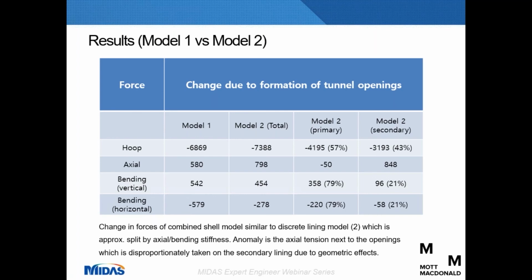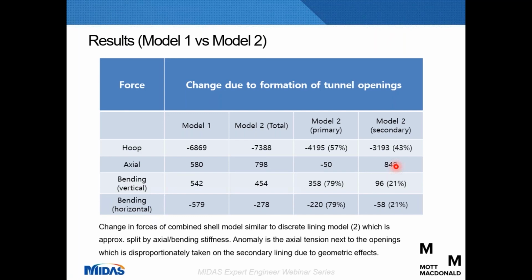The main anomaly that we identified by Model 2 was that the increase in tension next to the opening was disproportionately carried by the secondary lining. And I think this is most likely due to the geometric effects of the secondary lining being modelled at an offset to the primary lining. So as the opening forms and the sides tend to bend inwards, which creates additional tension on the inside face of the lining. If you imagine the two linings rigidly connected and bending like a beam, the primary lining will sort of act as the compression zone of that beam, and the secondary lining carrying the equivalent tension.